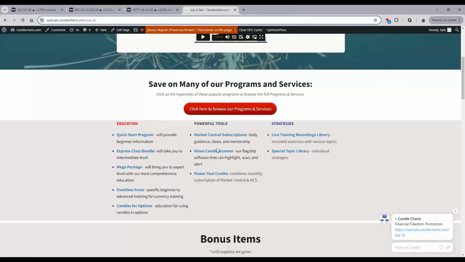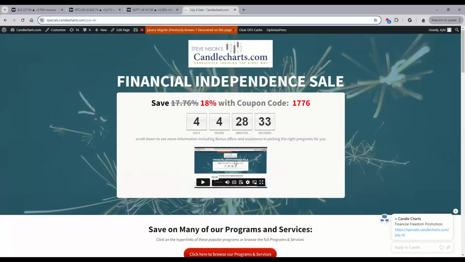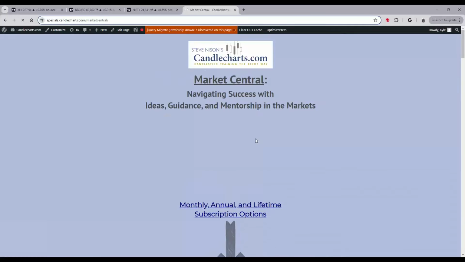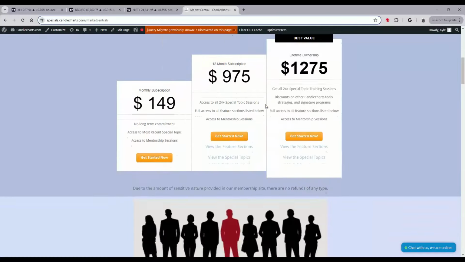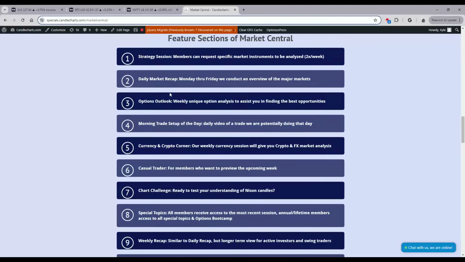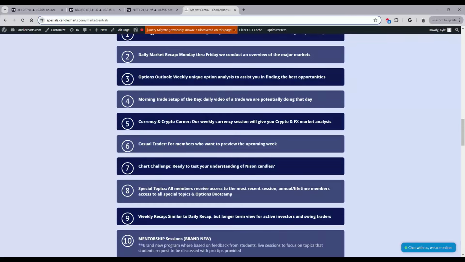Anthony, how would you know where to draw support resistance lines? Great question. Again, Market Central. I'm going to click on that right now just because I'm getting a bunch of questions about Market Central. Market Central, we offer all of these featured sections, right? Strategy sessions, daily market recap, morning trade setup. Every Tuesday we do a currency corner where we go over all cryptos and Forex markets. We also offer special topics. These are about hour-long each. They all are specific items that will help your education.